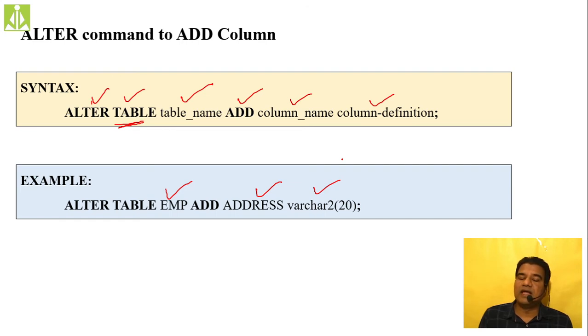Column, when we are adding, it has to come with data type, isn't it? So address followed by data type. These three things you have to specify inside the command. Command is alter table employee add address varchar2 of 20. So that I will add and I will show it to you.